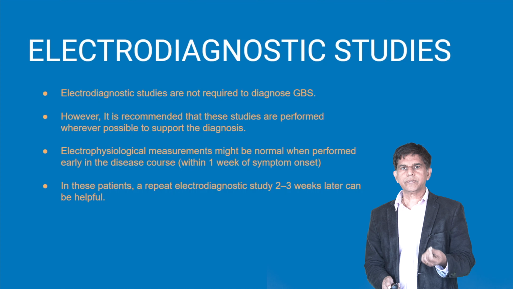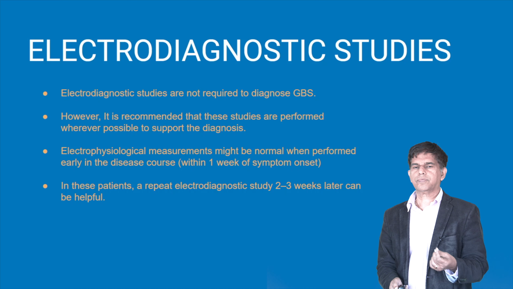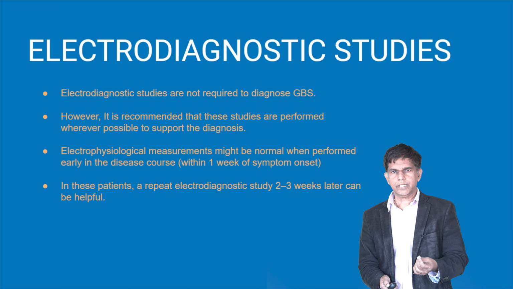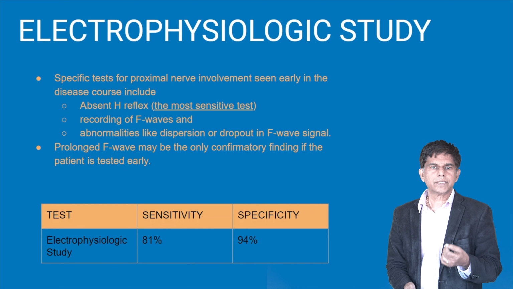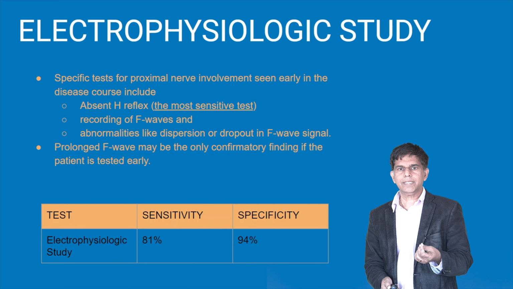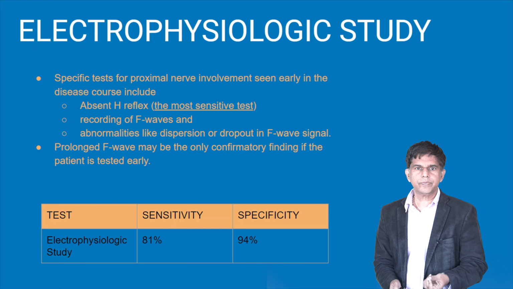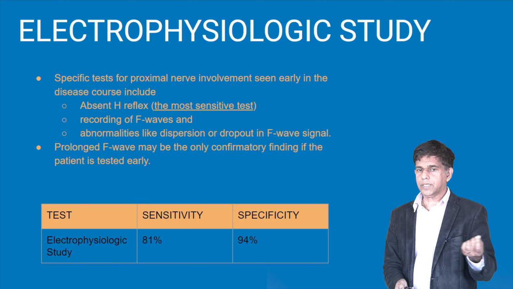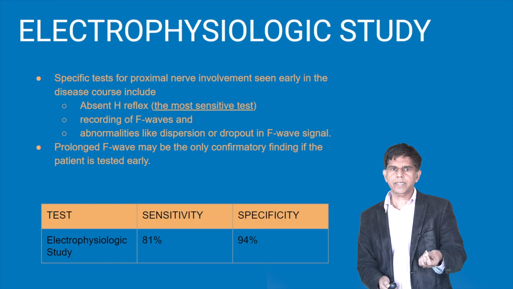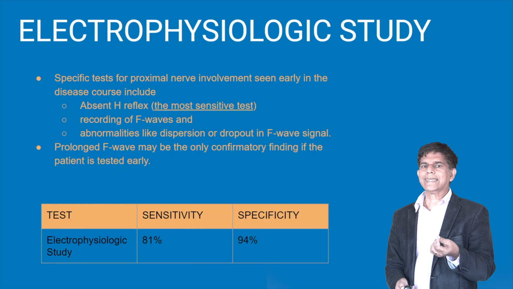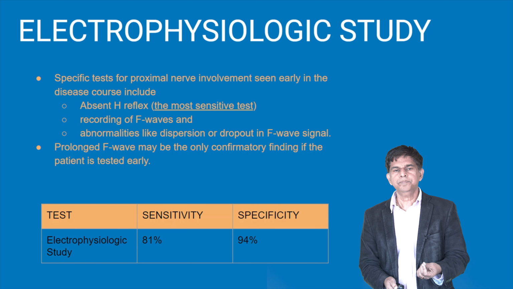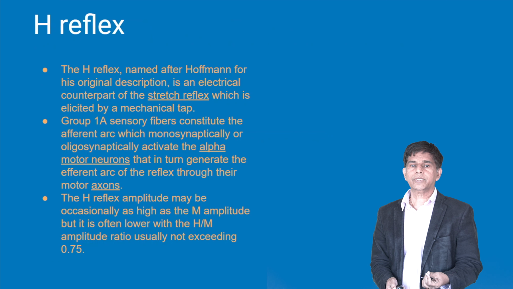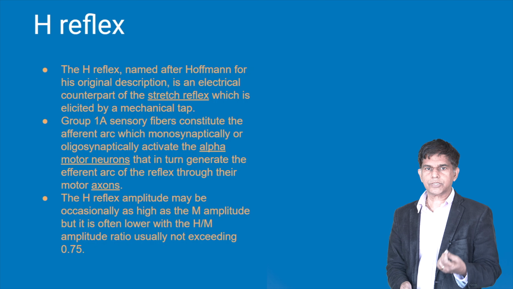You have specific tests for proximal nerve involvement, seen in the absent H reflex. So remember, absent H reflexes can pick it up in the initial early stages, and then recording of the F waves, abnormalities like dispersion or dropout in the F wave signal. And you can look at the sensitivity and specificity. It's pretty high in the electrophysiological study, with sensitivity 81% and specificity 94%. Okay. So again, we talk about the H reflex, a very important reflex that is going to be absent.